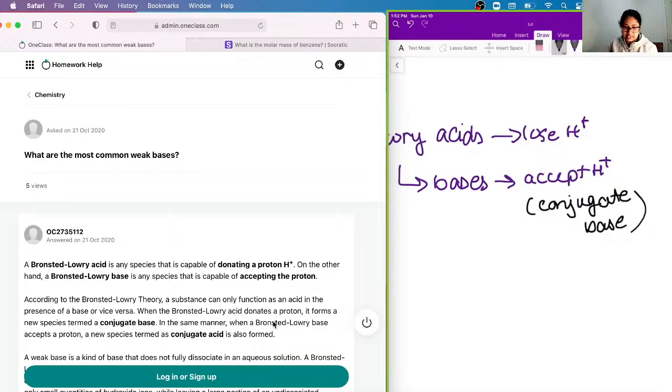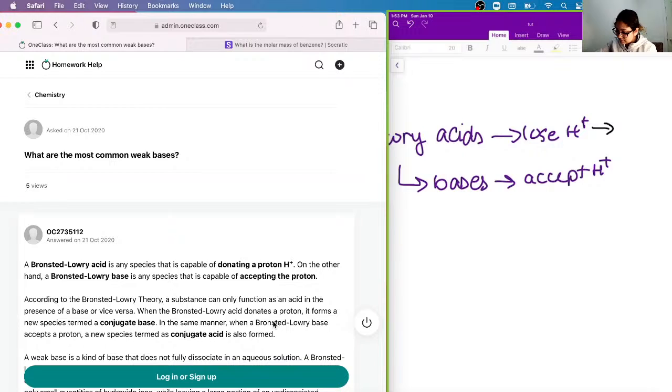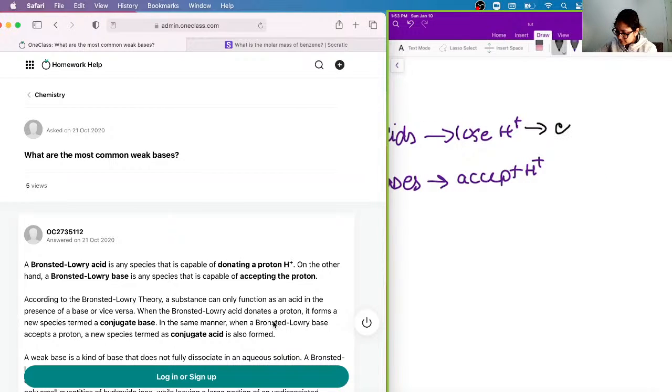And so, in the same manner, when a Bronsted-Lowry base accepts a proton, a new species termed a conjugate acid forms. Okay, so when this accepts and goes to a product, this would be a conjugate base, and this would be a conjugate acid.